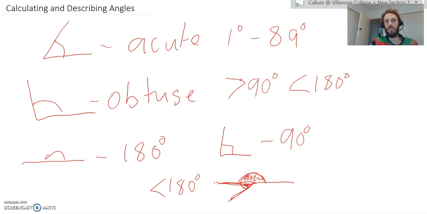A few boys got tripped up with that. If you need more info on that, if you look at the other videos on measuring angles using a protractor, that should be able to help you out as well.